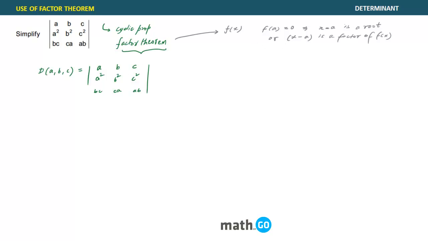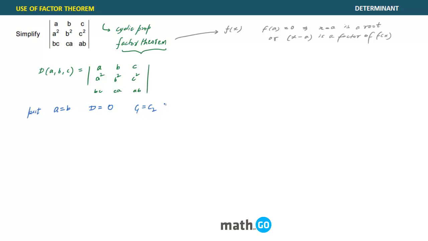Okay, now let me show you what I am going to do. So let's say I take a is equal to b. I put a is equal to b here. So what will happen to the determinant? If you put a equal to b, this will be what? B square, and this will be what? BC. So this becomes 0. Why? Because you can say column 1 will be equal to column 2.